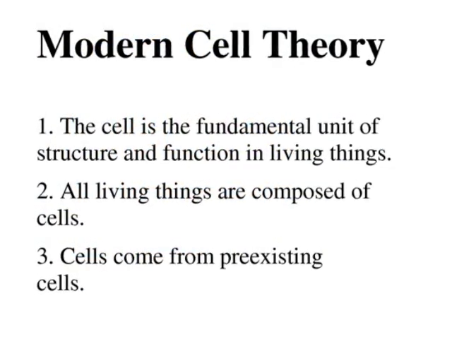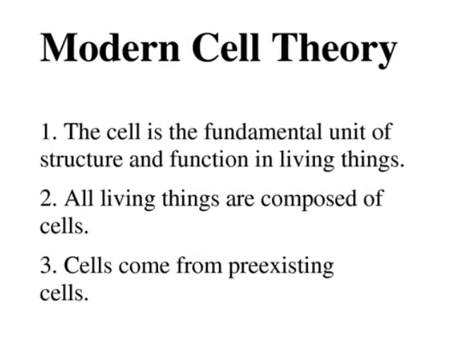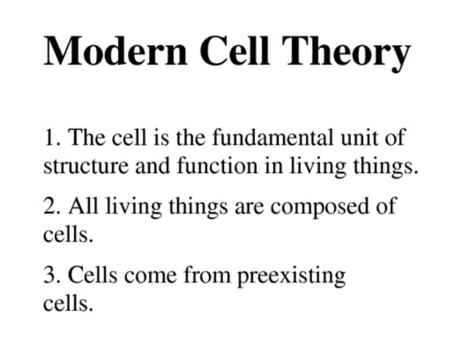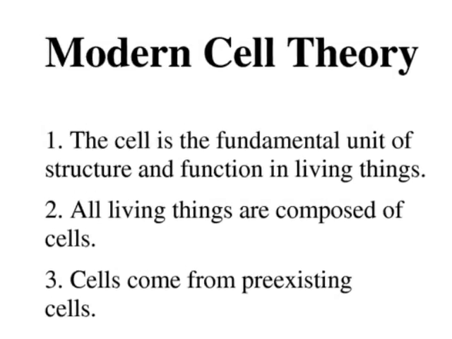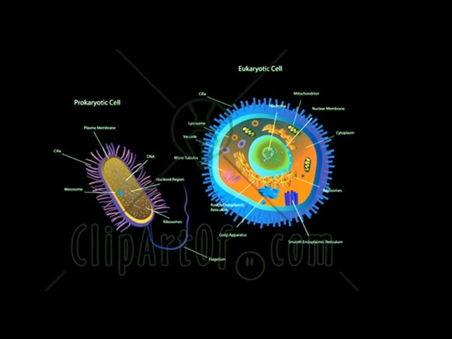Modern cell theory states this, that 1. The cell is the fundamental unit of structure and function in living things. 2. All living things are composed of cells. And 3. Cells come from pre-existing cells. Like animals, plants are made up of cells.